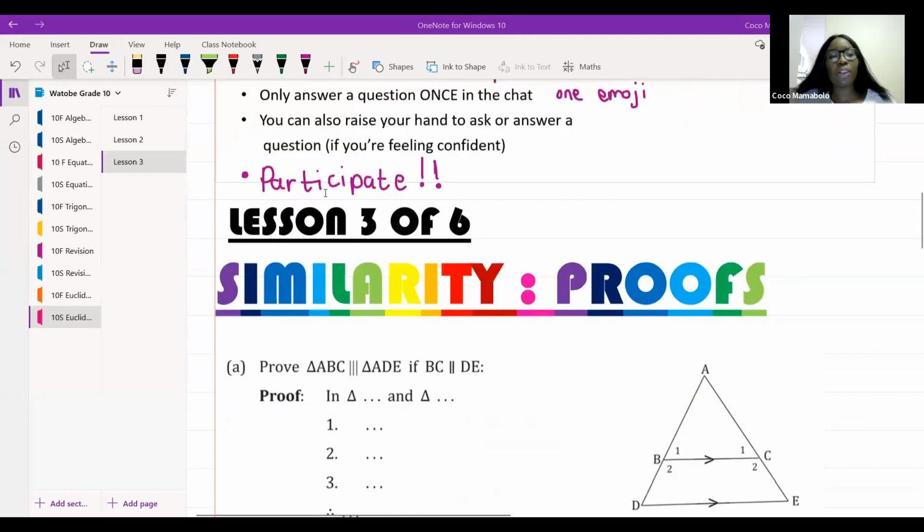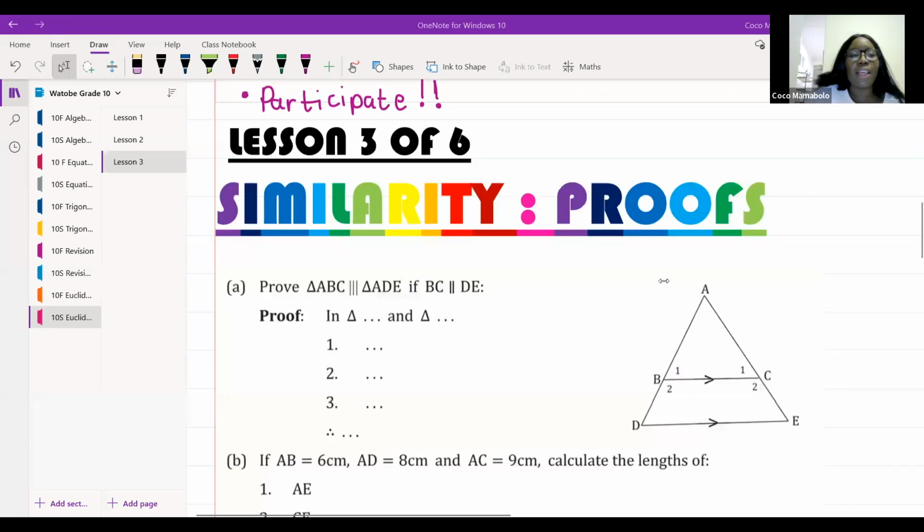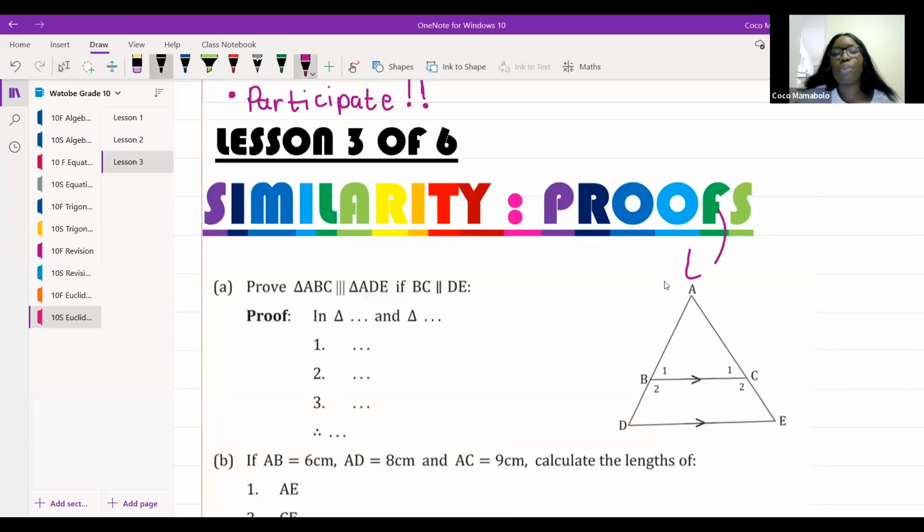All right. So we're going to be looking at similarity. Now, there are two ways to prove similarity. Does anybody remember what are those two ways that we can prove similarity? Yes, Tiana. Yes, we can. Yes, you can do that.